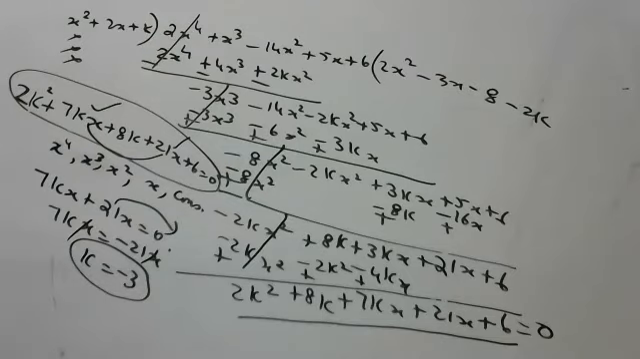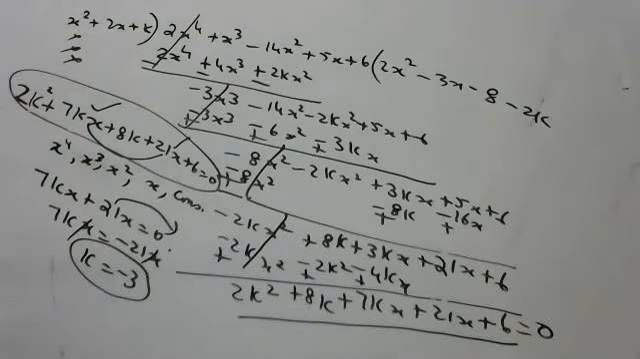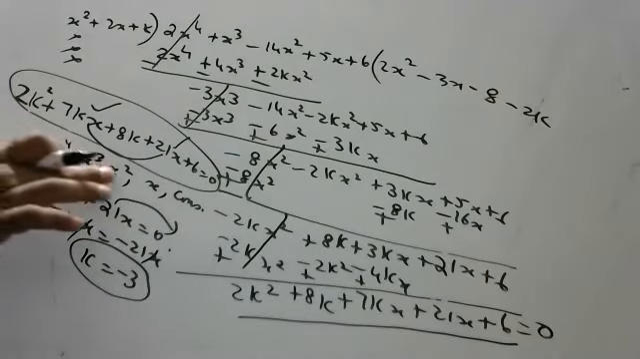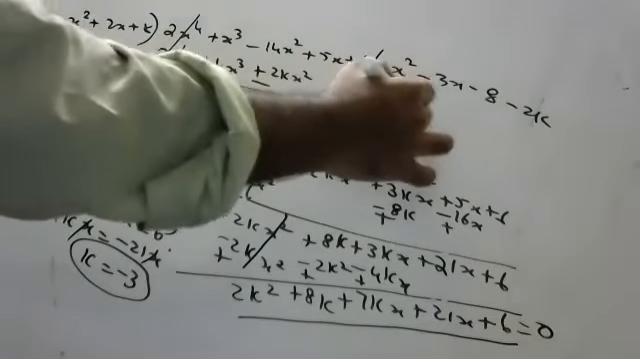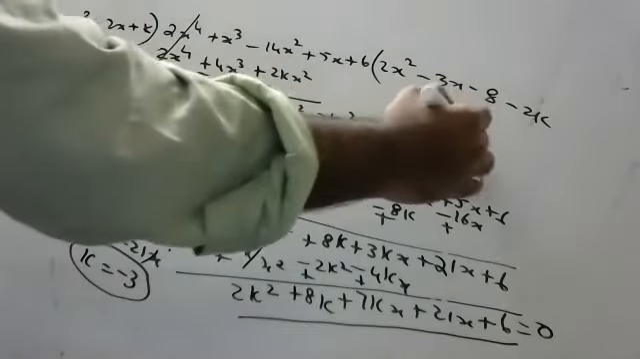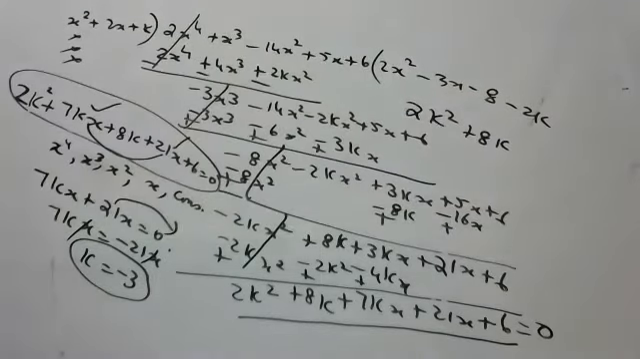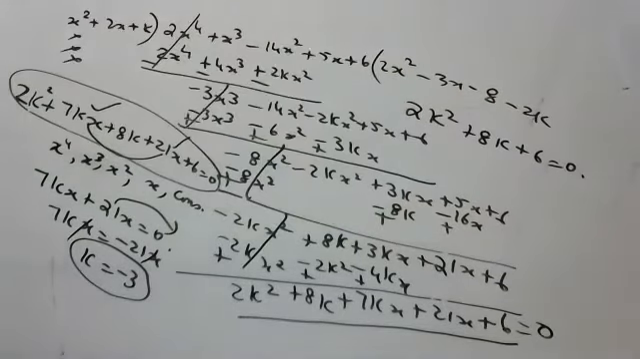Okay, children. Now, after x, constants will be there. Whichever terms don't have x, they are all constants. x4 is not there, x3 is not there, x square is not there, x is there, we found out. Which terms don't have x? 2k square doesn't have x, 8k doesn't have x, plus 6 is equal to 0, like this, children.